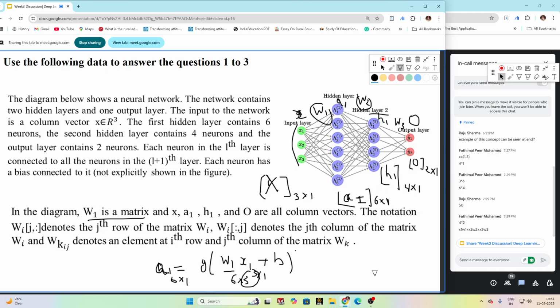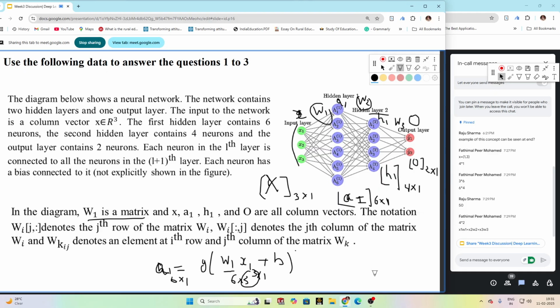Can you please repeat your question? The dimension depends on the input layer and the output layer. How many neurons will be in your output layer and how many neurons will be in your input layer? In between there is a weight, so the weight will be dependent on both layers, the output layer and also the input layer.